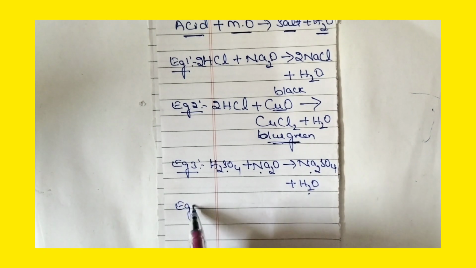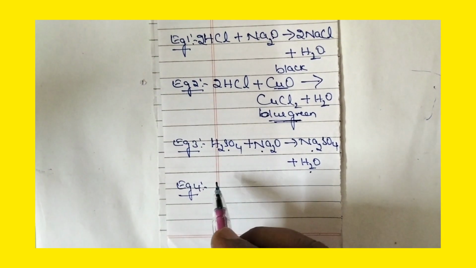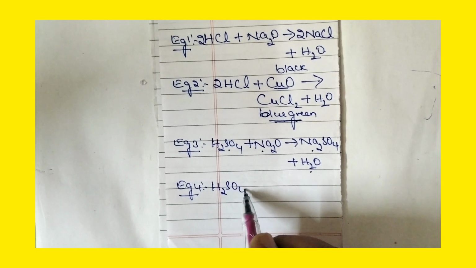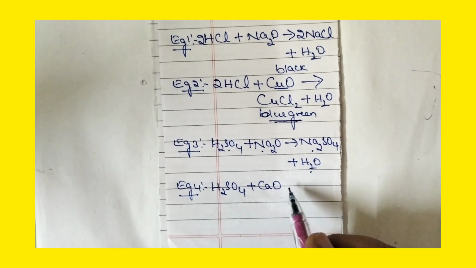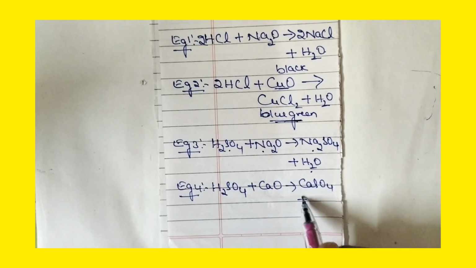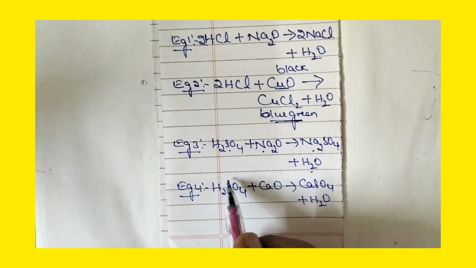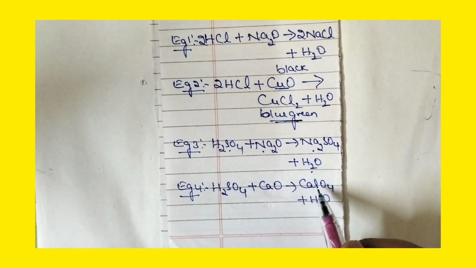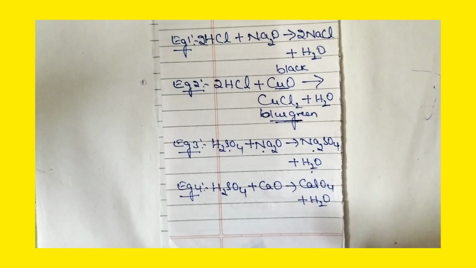Then I will take one more example for the reaction of acid with metallic oxide, that is H2SO4, sulfuric acid, which reacts with a metallic oxide called calcium oxide to form calcium sulfate, which is a salt, and water.